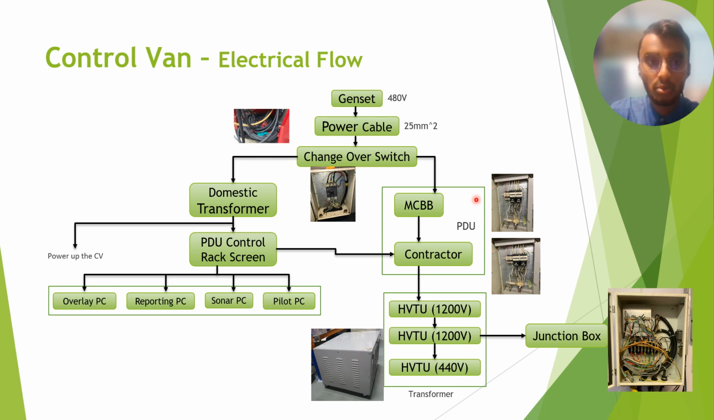For the PDU, they have two connections here, which is MCBV and the contractor. The current will flow from PDU to transformer here. At the transformer, they have two three-phase and one single-phase connection, and this transformer will go to the junction box. And here, the domestic single-phase transformer will supply the current to the PDU control rack screen, which consists of overlay PC, reporting PC, sonar PC, and pilot PC. And the domestic transformer also will power up the control van.